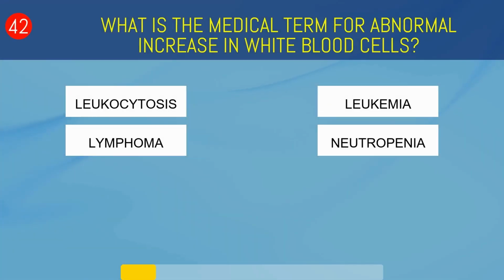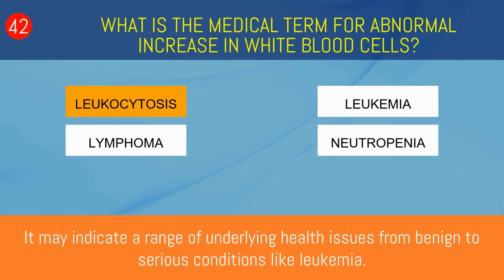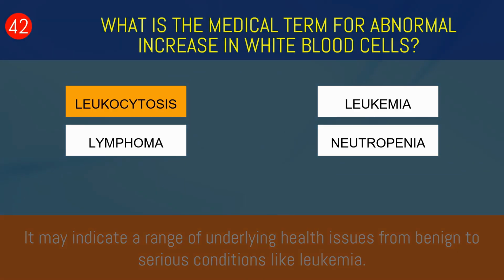What is the medical term for abnormal increase in white blood cells? Leukocytosis, lymphoma, leukemia, or neutropenia? Leukocytosis. It may indicate a range of underlying health issues from benign to serious conditions like leukemia.